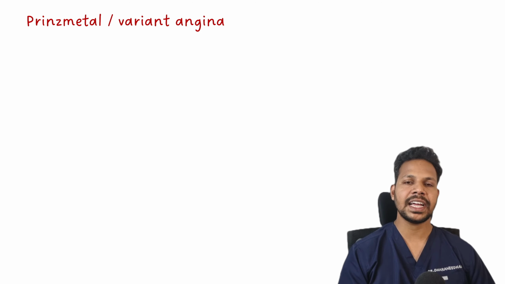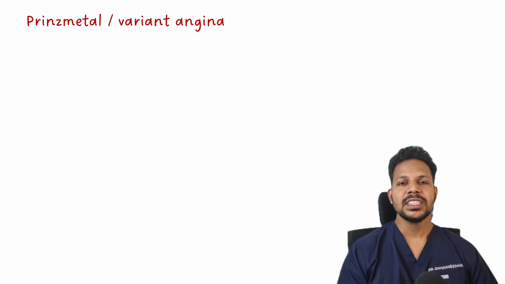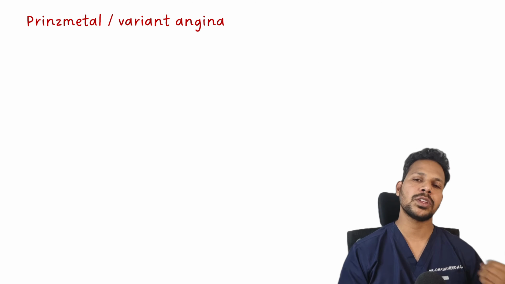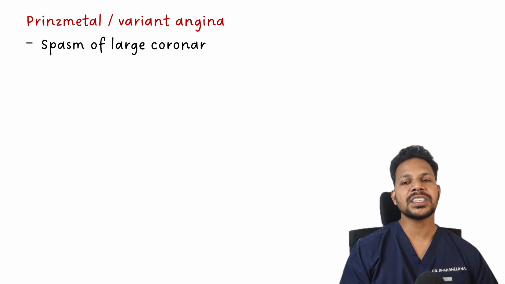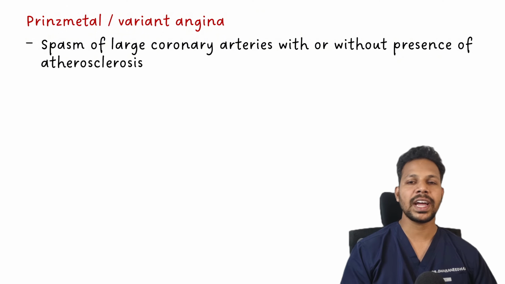Lastly, we are going to discuss a small topic called Prinzmetal angina or variant angina. We have not discussed this in the first section, that's why I put it here. Prinzmetal angina or variant angina can be seen in a patient with no background atherosclerosis. The spasm of the large coronary arteries with or without presence of atherosclerosis is responsible for angina here.